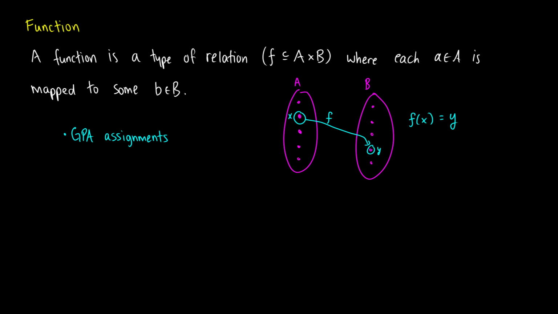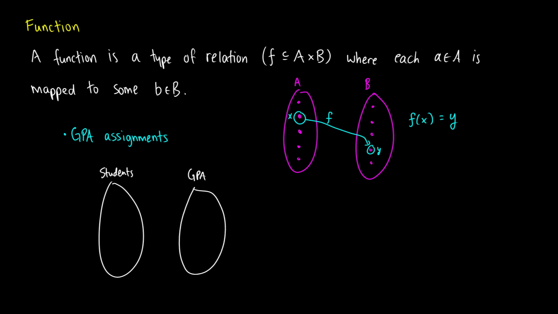And one example I like to give is GPA assignments. So imagine that what we have are a list of students, and we have a bunch of different GPA values. So this is going to be a function from students to GPA. Now, the requirement of a function is that everything in our left box, our first set, students, has to be given something in our right set. So every x in students has to have some y in GPA.